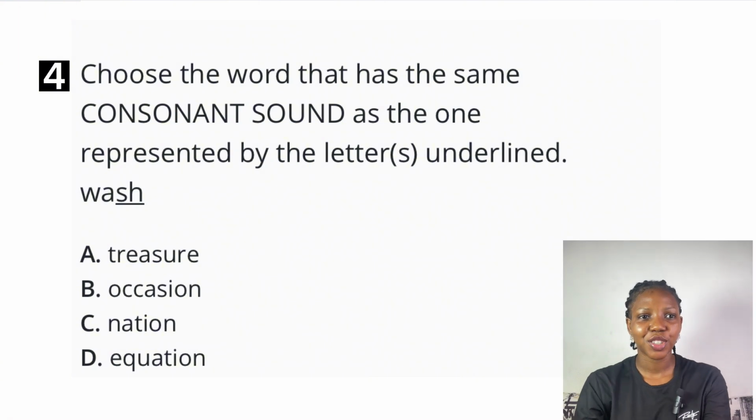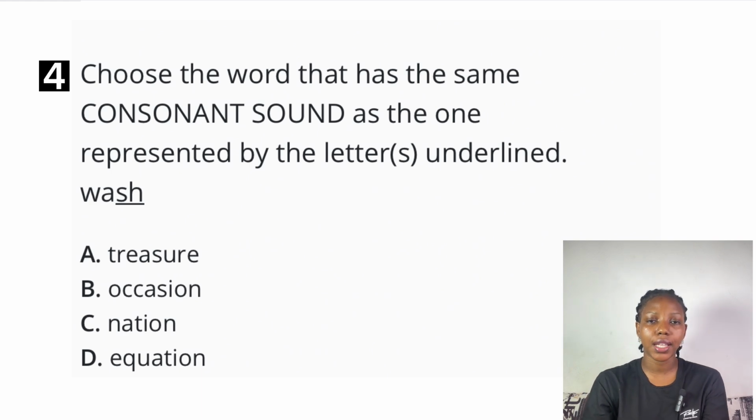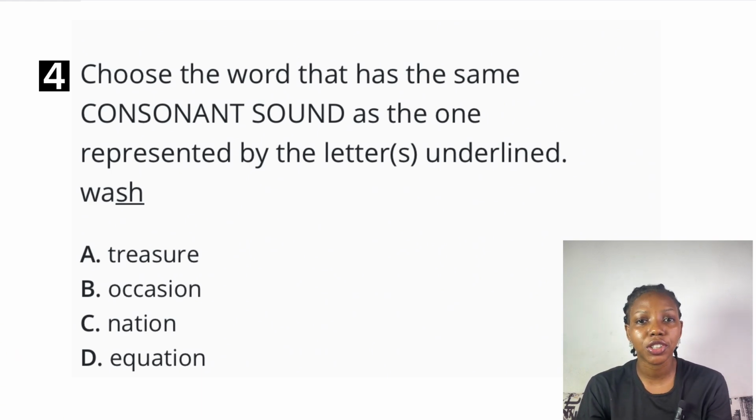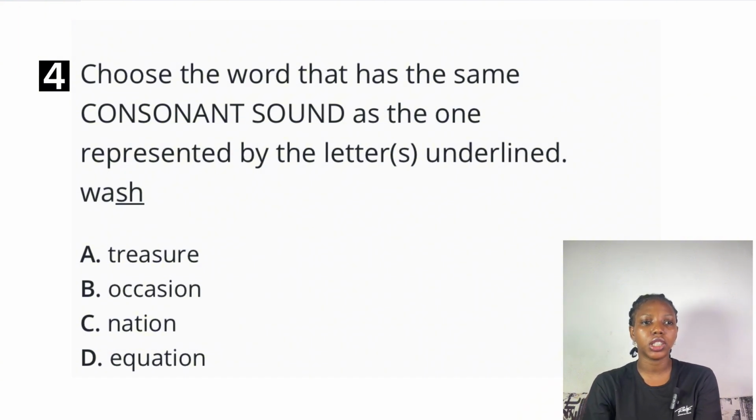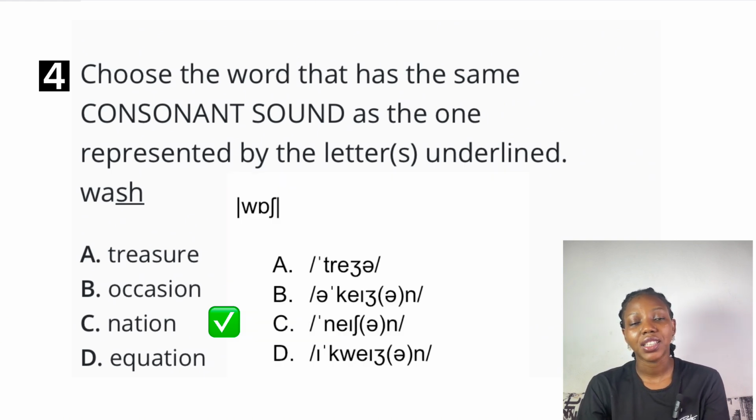Question 4. Choose the word that has the same consonant sound as the one represented by the letters on the line. So the word is wash, and SH is on the line, and it is pronounced as sh. So we have option A, treasure, option B, occasion, option C, nation, option D, equation. Now the answer to this question is option C. As you can see, the letter T is articulated as sh also. So option C is the final answer to this question.